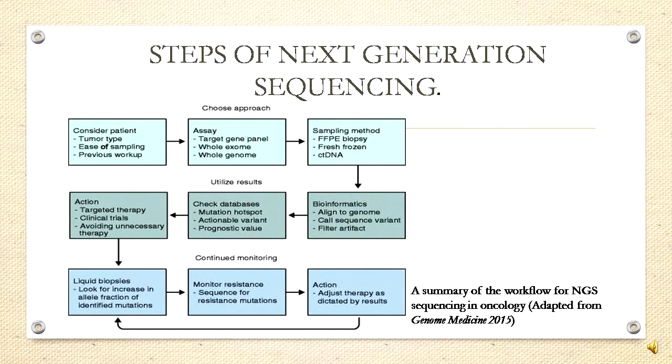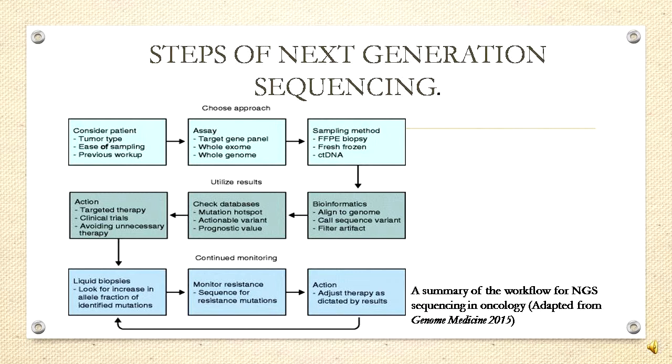So as you can see here, this is a summary of the workflow for NGS sequencing in oncology. The main steps would be choosing approach, utilizing results, and continued monitoring. So first they have to consider the condition of the patient, by their tumor type, how easy the method of sampling is, and the previous workup of the patient. And based on the condition of the patient, they have to choose between different assays. It's either target gene panel, whole exome, or whole genome. Based on the assay they decide, there are different sampling methods that can be used. As you can see here, it's either FFPE biopsy, fresh frozen, or ctDNA.